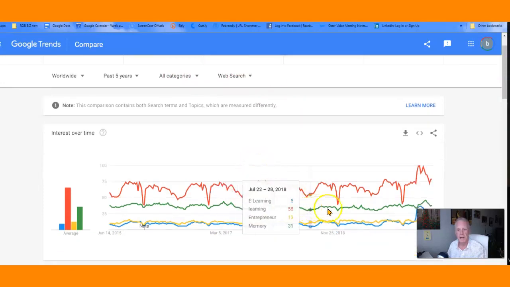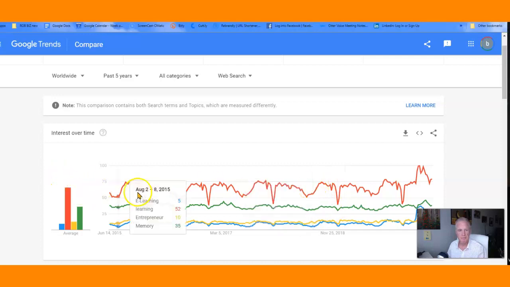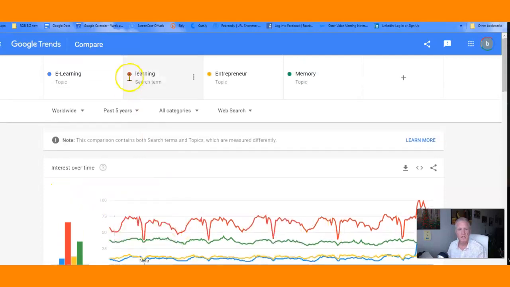Okay. Now, the sweet spot that I'm talking about, the red, which is just the term learning, is not a good topic to go into if you're looking at getting into a niche about learning, because it's too broad. It's very, very broad. What kind of learning is it? Learning how to puppy train, learning how to knit.